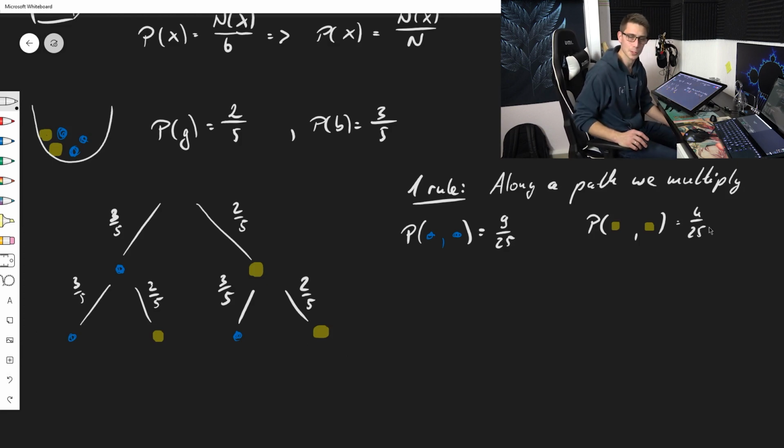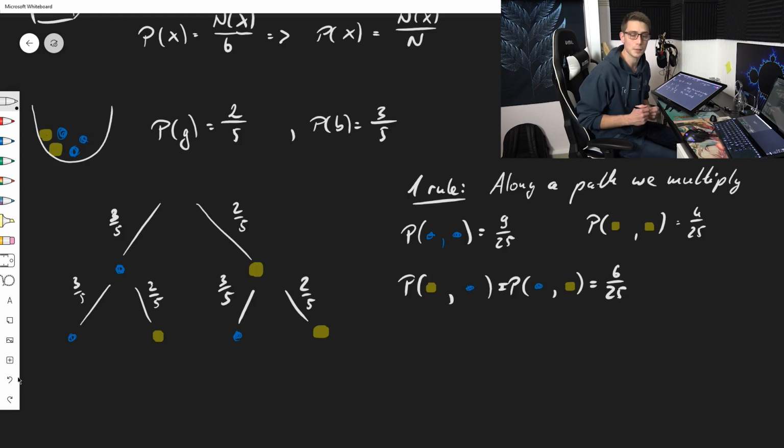Now what is the last possible thing that could happen? I mean, we could draw blue at first and then green, or we could draw green at first and then blue. They are both going to have the same probability because 2/5 times 3/5 is the same as 3/5 times 2/5. I mean, multiplication commutes.